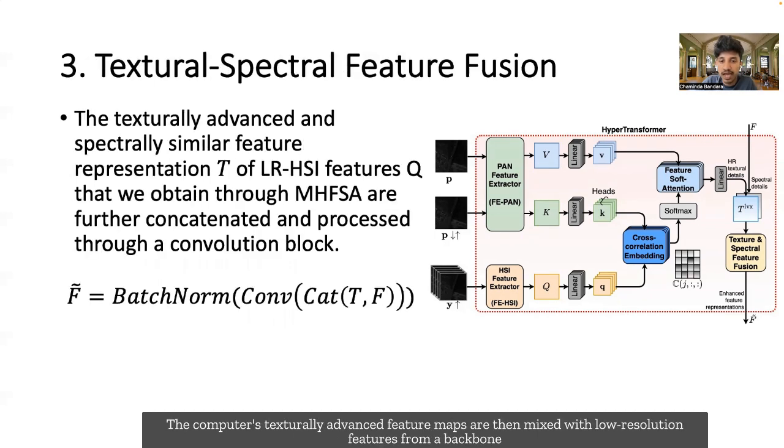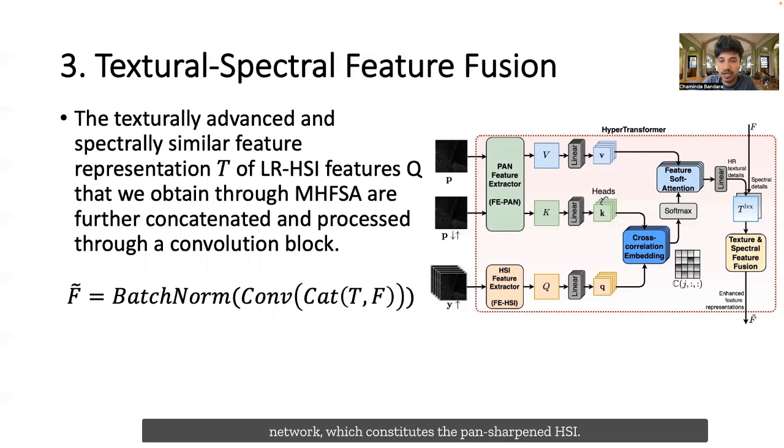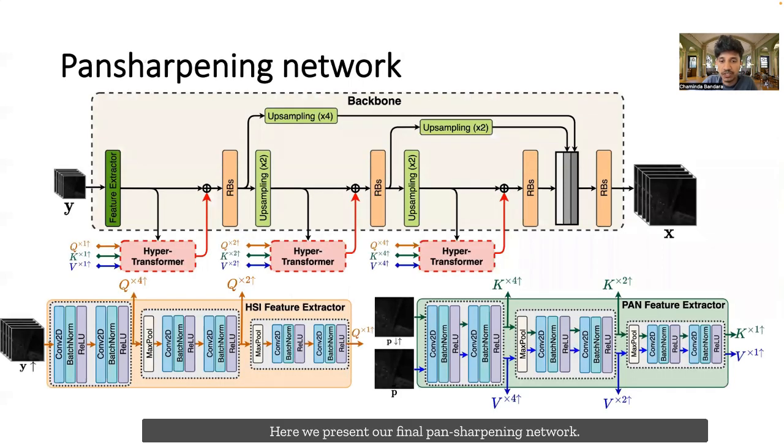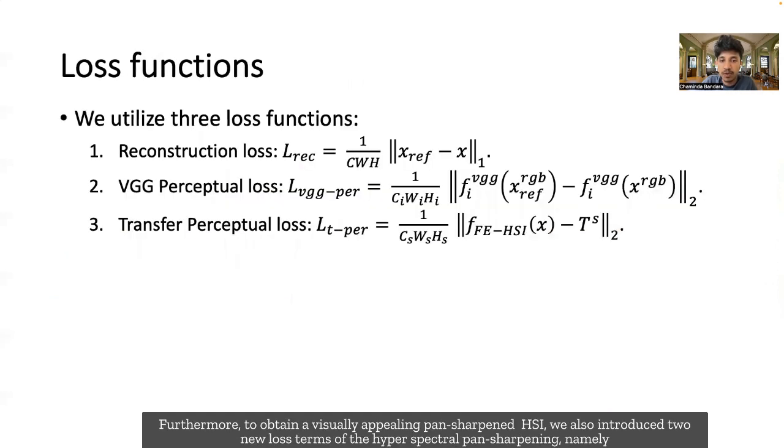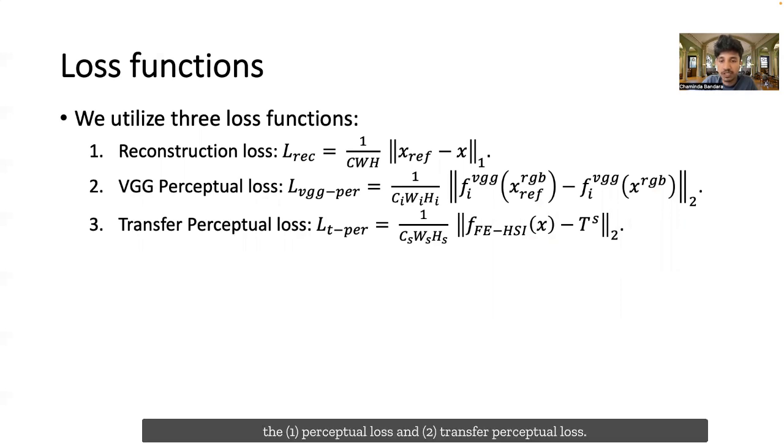The computed texturally advanced feature maps are then mixed with low-resolution features from a backbone network, which constitutes the pan-sharpened HSI. Here we present our final pan-sharpening network. Unlike the conventional pan-sharpening methods that use textural features from pan only at high resolution scale, we inject textural details from our HyperTransformer into the backbone at multiple spatial scales. Furthermore, to obtain visually appealing pan-sharpened HSIs, we also introduce two new loss terms to hyperspectral pan-sharpening, namely the perceptual loss and transfer perceptual loss.